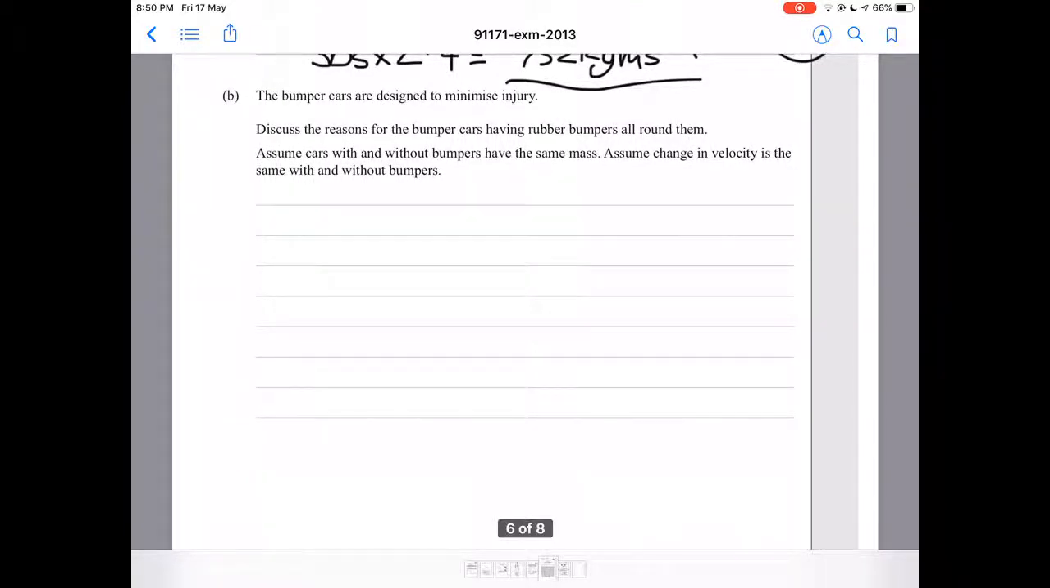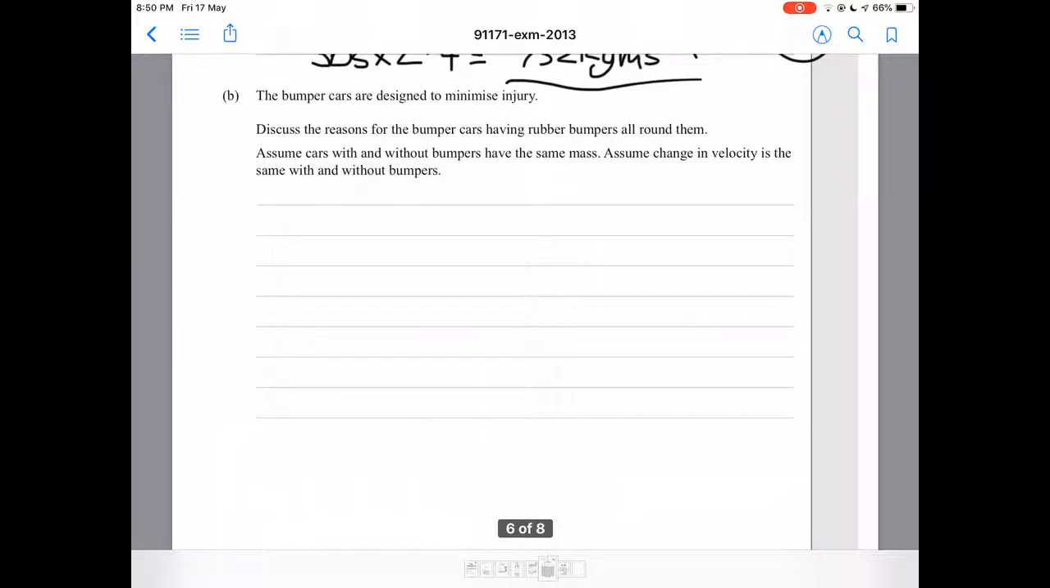The bumper cars are designed to minimize injury. Discuss the reasons for the bumper cars having rubber bumpers all around them. Assume cars with and without bumpers have the same mass. Assume change in velocity is the same with and without bumpers.